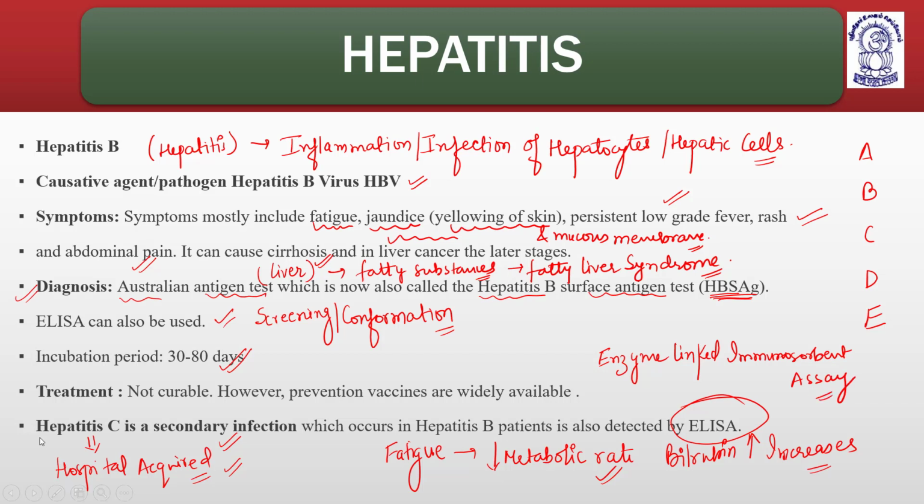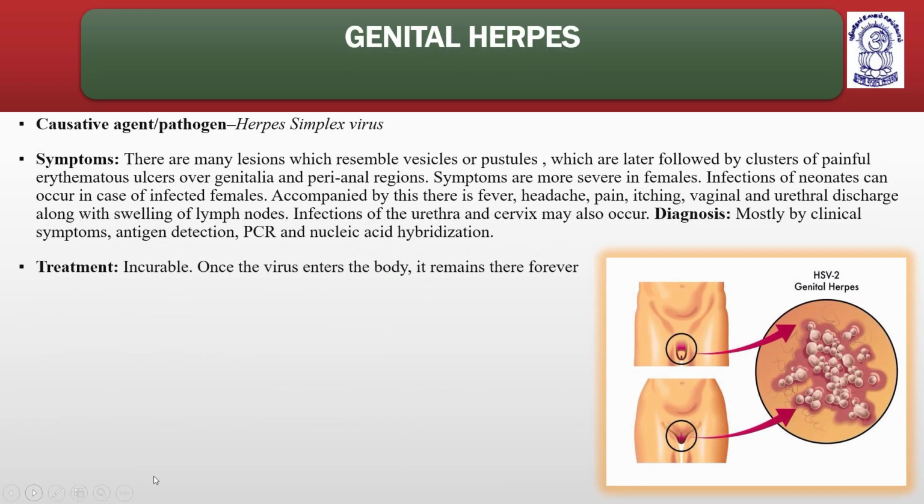Understood? Now coming to next, the hepatitis B is clear to everyone. Now it is genital herpes. It is also a very dangerous infection, and it is a very painful infection too. The causative agent or the pathogen is herpes simplex virus, HSV.